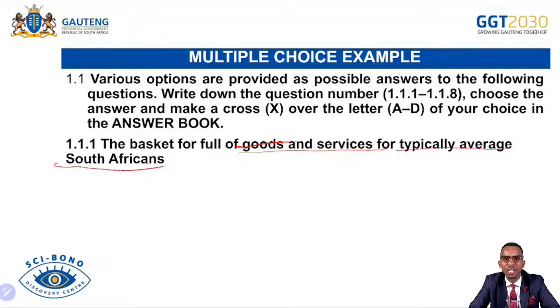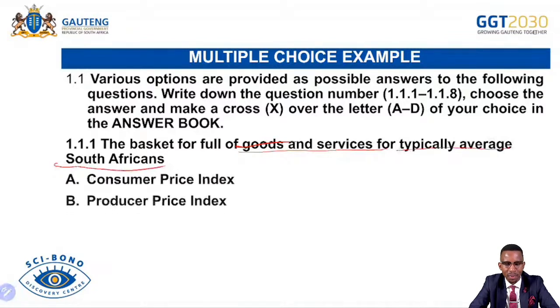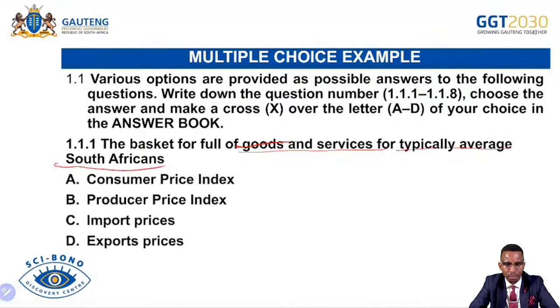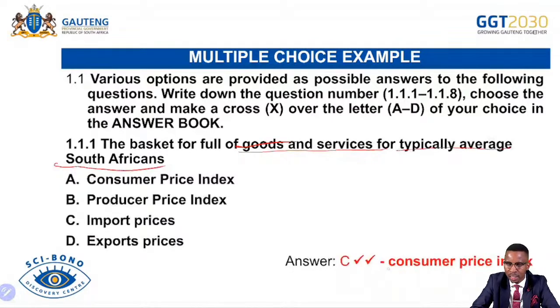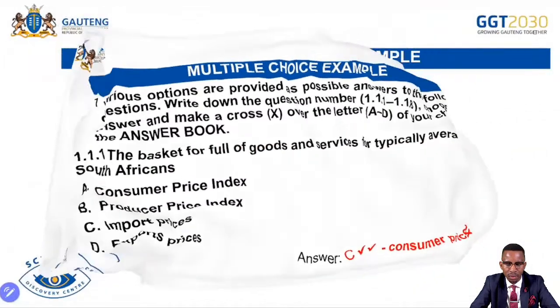We have the PPI, we have the CPI. Now, remember, CPI measures the cost of living. So that talks to consumers, and those are goods and services. So in that case, let's see the available options. The consumer price index, the producer price index, import prices, export prices. Then which answer is correct? Then the answer is consumer price index. That's our CPI, because remember, it measures the cost of living. It is full of goods and services.